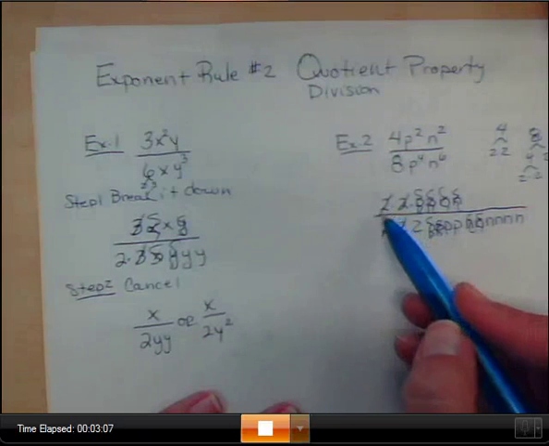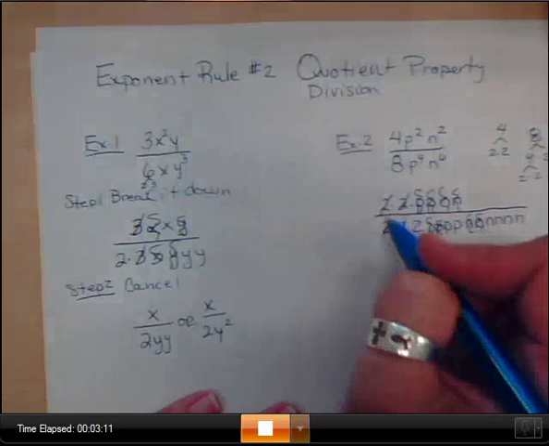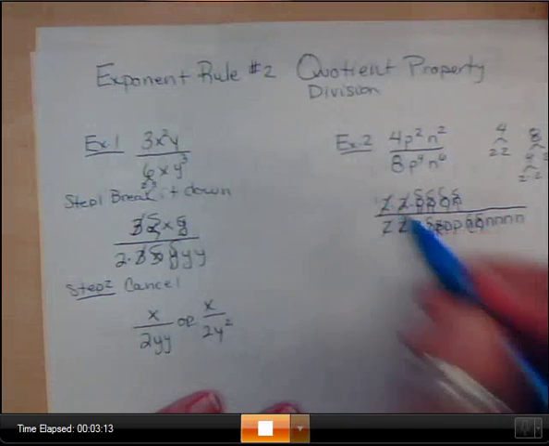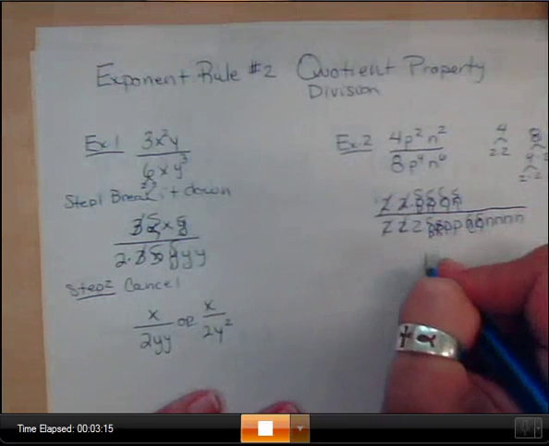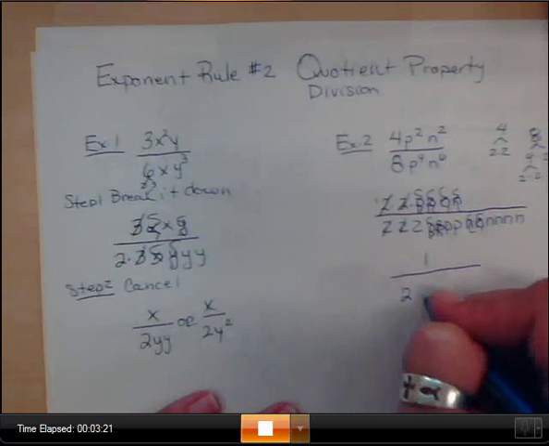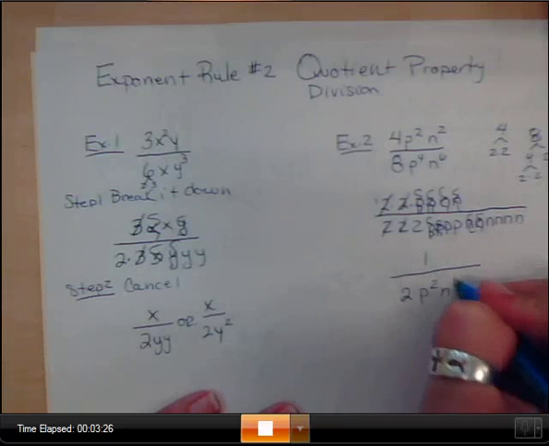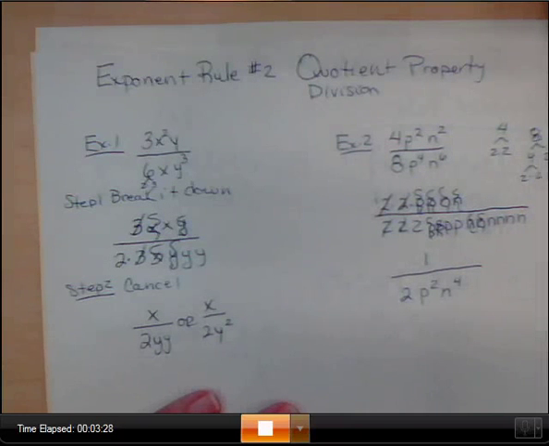Now, I have this one, everything canceled out of the top, but remember when we canceled them or divided, 2 divided by 2 is 1. So we'll have a 1 left in the top when everything cancels out. And in the bottom we have 2 p squared, and then we have 4 n's, so we have n to the 4th.